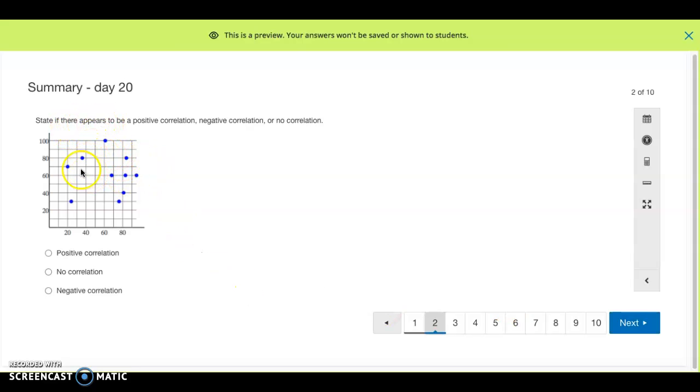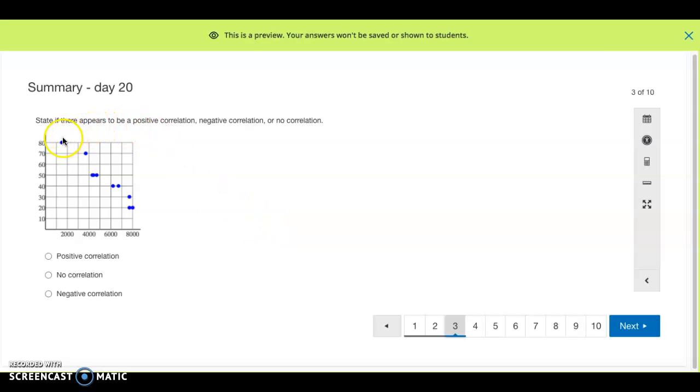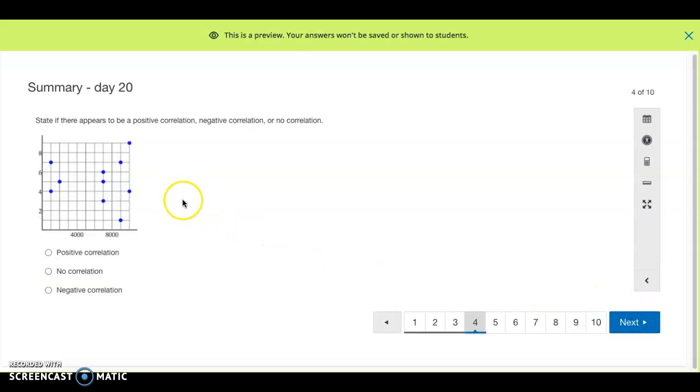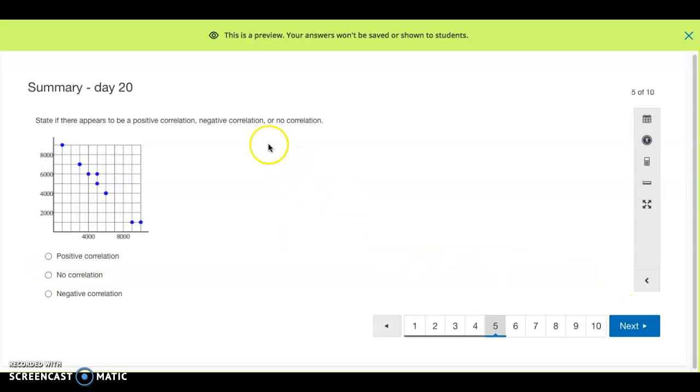Oh boy. They're all over the place. That's nothing. There's no line I can draw in there. It's all over the place. No correlation. This one's coming down like this. Down like this. Negative. Look at the line. If I drew a line down like this. Okay. There's nothing there. They're all over the place. No correlation. I'll just stop marking the answers.